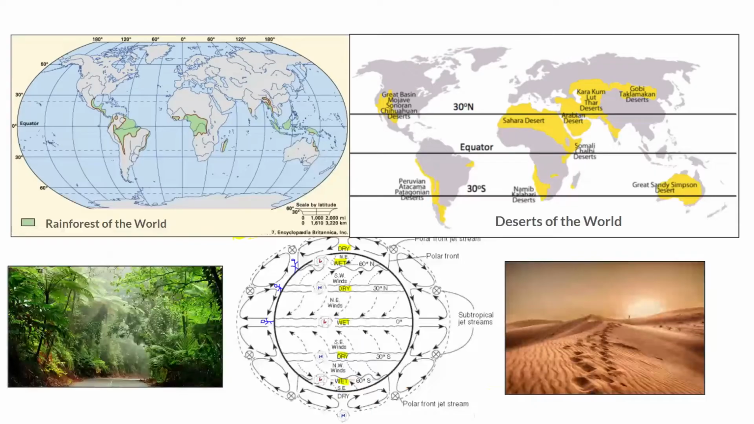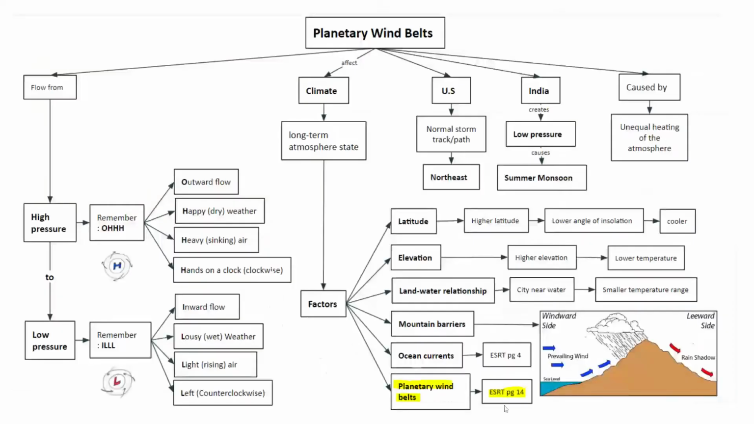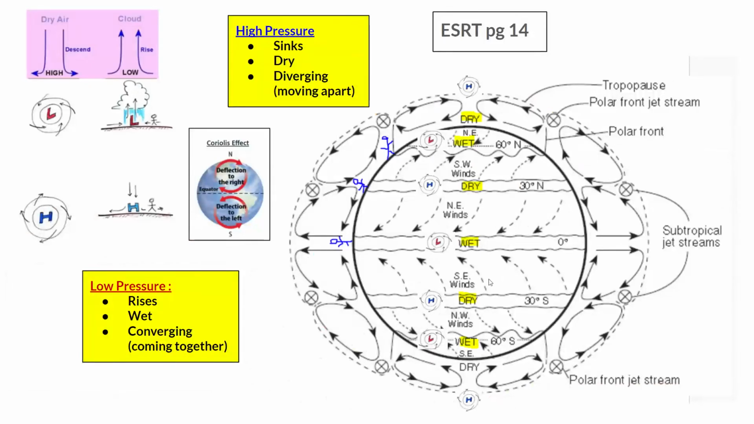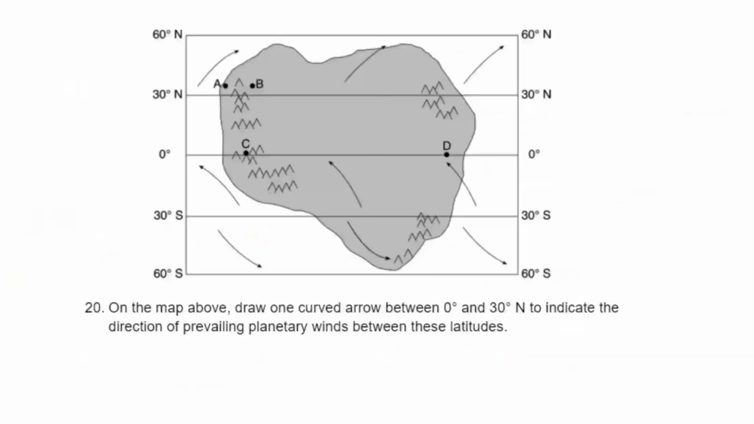Places of high pressure and low pressure, and the direction of the winds, the prevailing winds, affect where we have arid or dry weather versus humid or wet weather. So go ahead and write this down in the bottom of your note packet. The last factor that affects climate is planetary wind belts, and we can look at reference table page 14 to figure out the different planetary wind belts and the different areas of pressure.